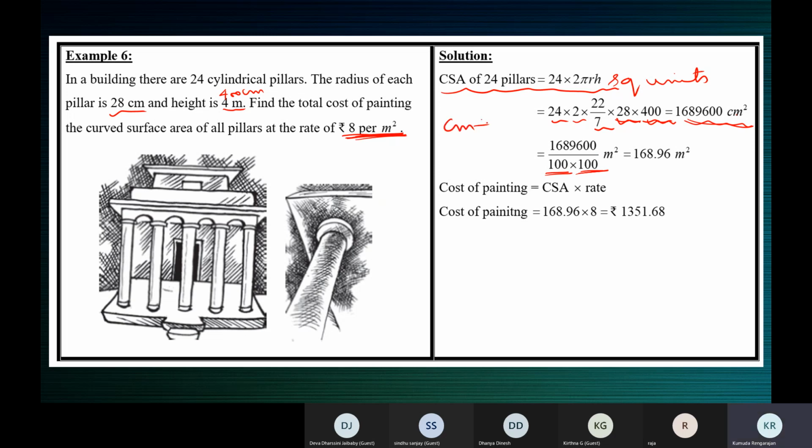To convert centimeter to meter, you have to divide by 100. For example, 5 centimeter is 5 by 100 meters. 5 centimeter square is 5 by 100 into 100 meter square. Do 2 times.